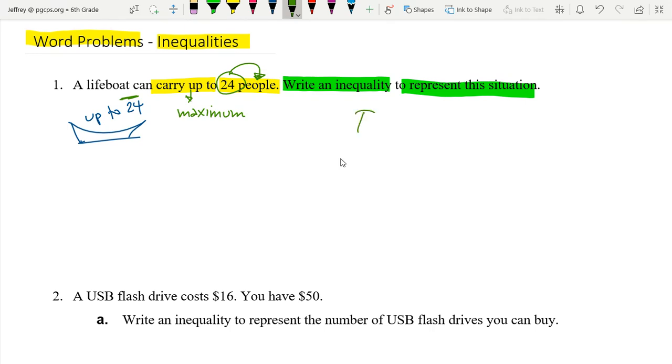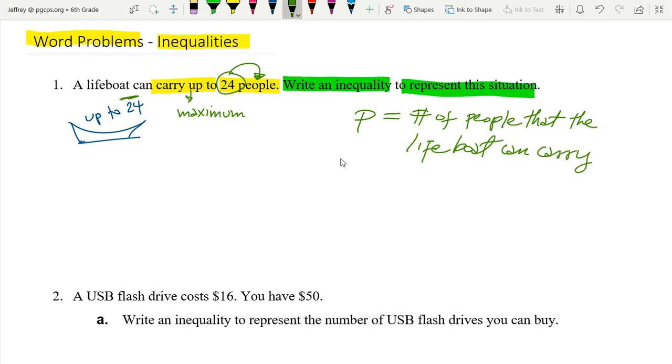So let P represent the number of people that the lifeboat can carry. So how many people? It can carry up to a maximum of 24 people. So maximum means the number should be less than or equal to 24, right? So the lifeboat can carry 24 people, 23 people, 20 people, 10, 5, or let's say 15 people.